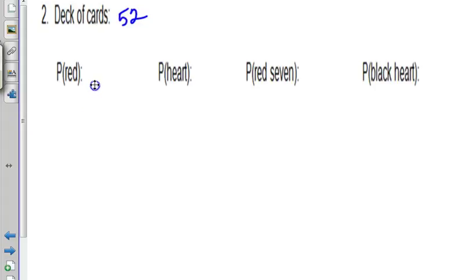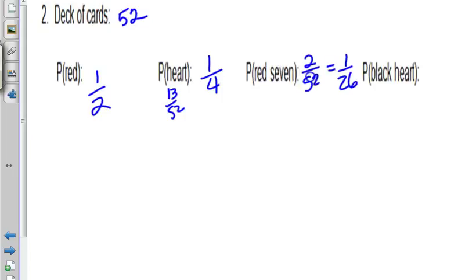How many are red? Half of them. Probability of choosing a heart. Yeah, there are 13 out of 52, but it is a fourth. Probability of picking a red 7. Okay, there are 2 red 7s, hearts and diamonds, out of 52, which is 1/26. Are we good? A black heart. Only if you're talking about Hofbauer, right?